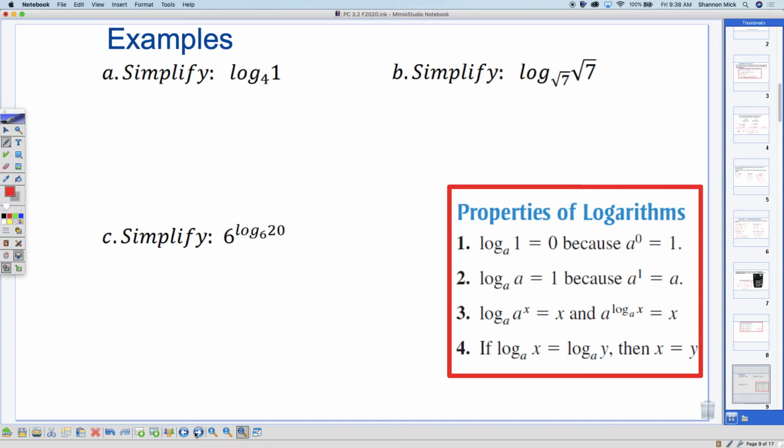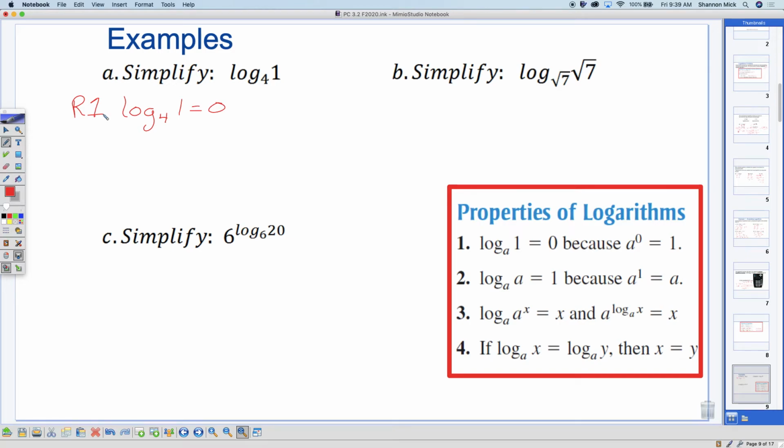Okay, so simplify log base 4 of 1 using my rules. Well, log base 4 of 1 should equal what? 0. By what rule? Rule 1. So I would put R1 next to it. That would be my work. Get what I'm saying here now?